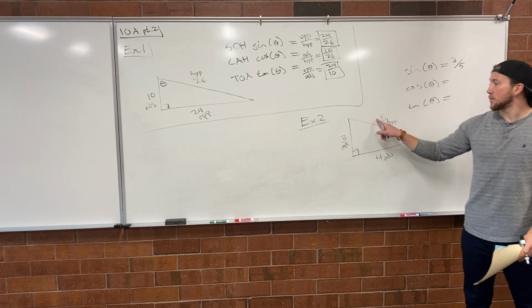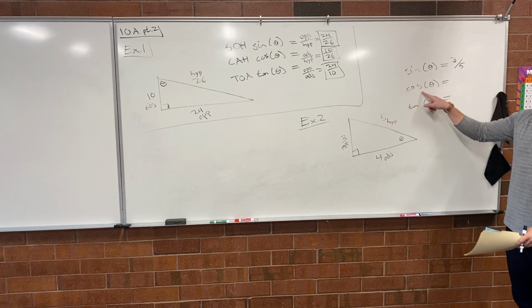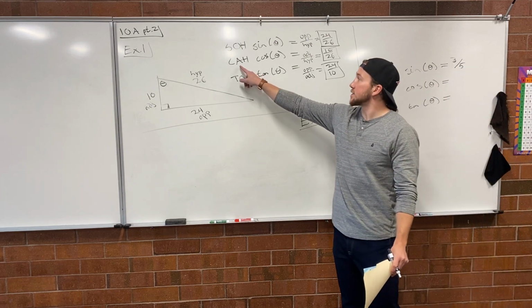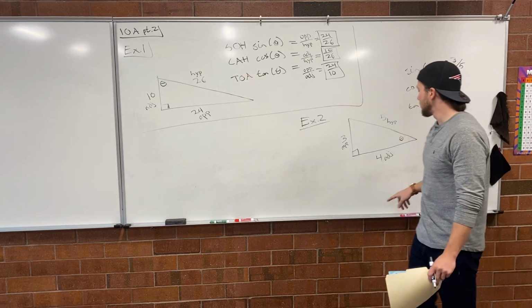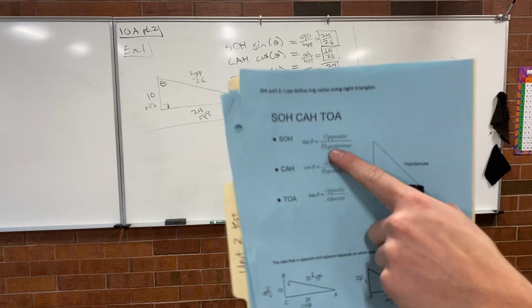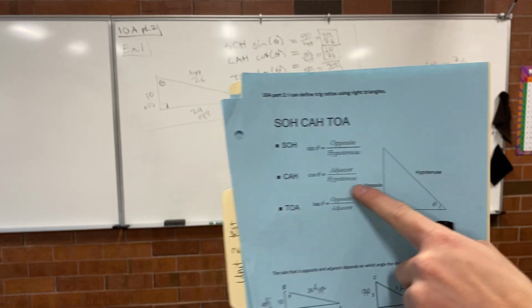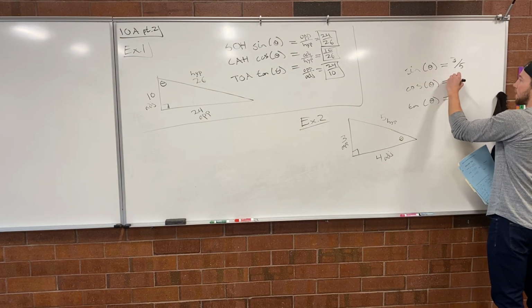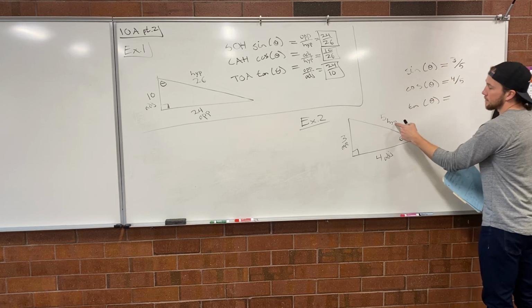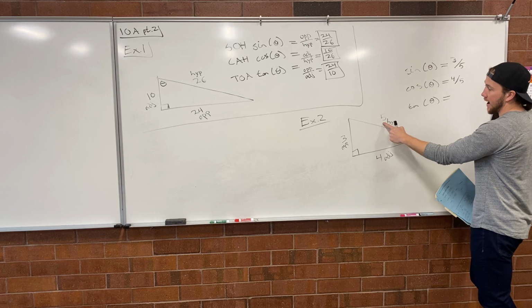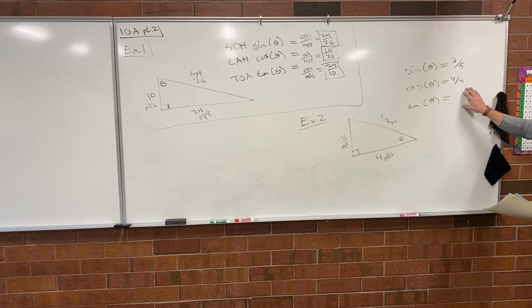Cosine of theta, the ratio here is going to be, for cosine, adjacent over hypotenuse. And again, I'm just getting these from going back up here. Sine was opposite over hypotenuse, cosine is adjacent over hypotenuse. Okay, so adjacent is 4, and our hypotenuse is still 5. So I just did adjacent divided by hypotenuse, 4 divided by 5. And again, keep them in fraction form.